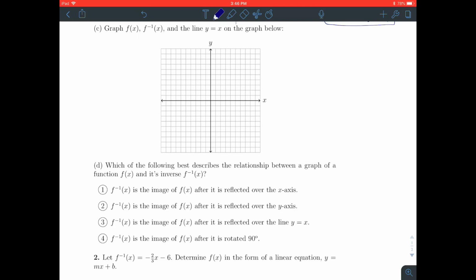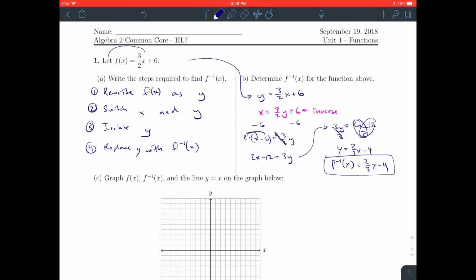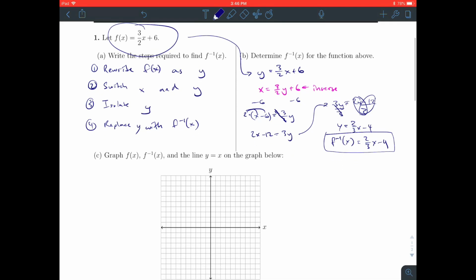For problem number 2, graph f of x, f inverse of x, and the line y equals x on the graph below. So I'm going to use blue for f of x, and then I'll use a different color for the inverse. So to graph f of x, we start at the y-intercept, which is 6. And we use the slope, rise 3, run 2, and then reverse to get all of the points that fit on our graph. And so here's f of x.